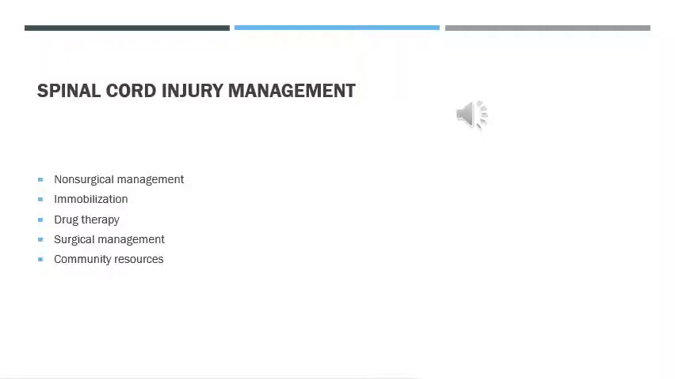Immobilization is sometimes done through a surgical fixation or a halo fixator traction or a surgical repair. Drug therapy can involve an intrathecal baclofen implantable pump into the cerebrospinal fluid. This is a way to deliver medication to decrease the spasticity. Also can be used are Celebrex and muscle relaxers. Surgical management is typically done within 24 hours of the injury to decrease any secondary complications. And then additional community resources for the patient and family include the National Spinal Cord Injury Association.